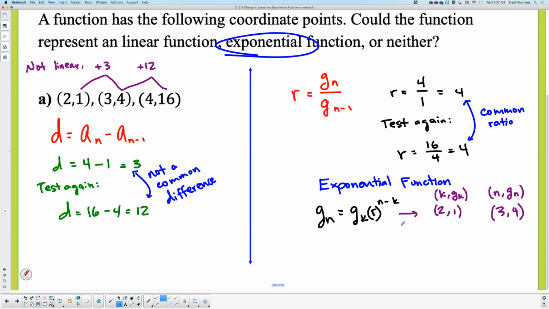Actually, since we have the R, I don't even think we have to plug in this one. Now that I think about it, watch this. I'm overthinking this. What is GK? 1. GK is 1. Perfect. What is our R? 4. That's why I forgot we had the R right there. So we don't have to solve this. We can just leave it like this. Well, I'm going to leave N, but what is our K? K is 2. And this would equal GN.